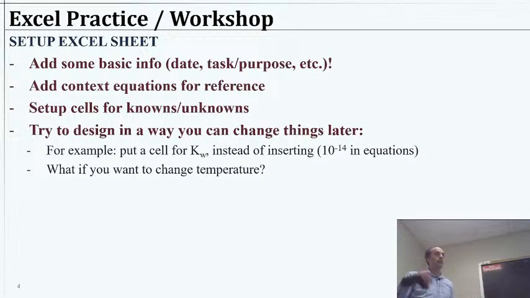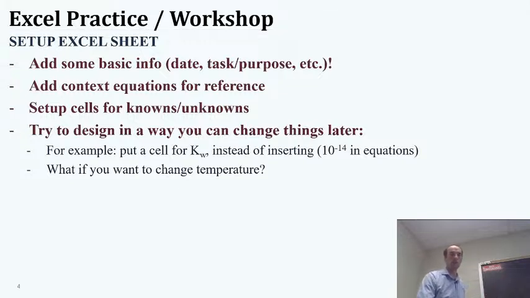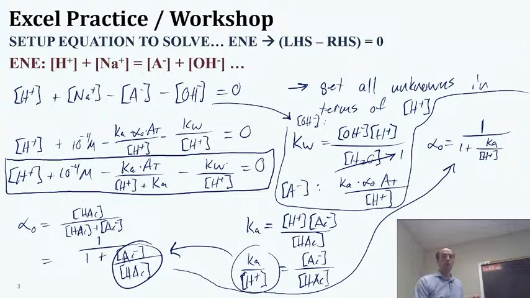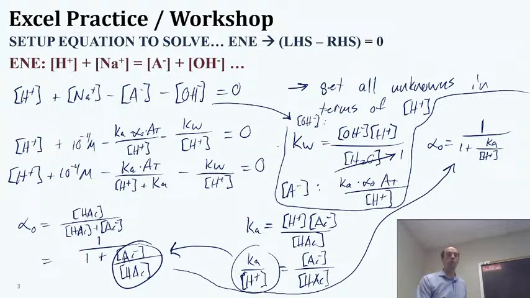Then we set up some cells for just stuff we know, and some cells that we don't know but are going to be calculated. And as we do that, we try to design so that we could change things in the future, right? So rather than building in this Kw as 10 to the minus 14th and just writing it into the equation when we get to this step, we could just write that in as 10 to the minus 14th. But I recommend we put a cell there instead in case, I don't know, maybe we change the temperature and suddenly we want to use something slightly different. That lets us do that so we can sort of think ahead a little bit.